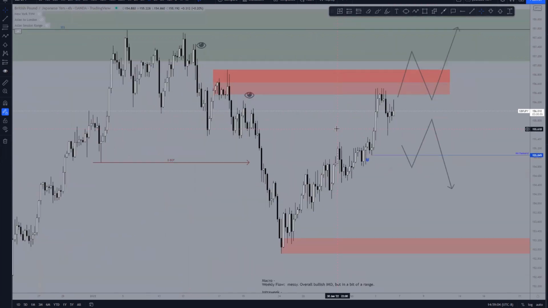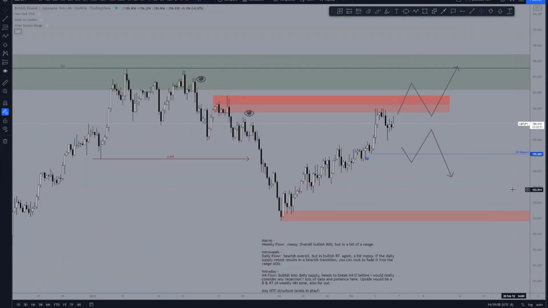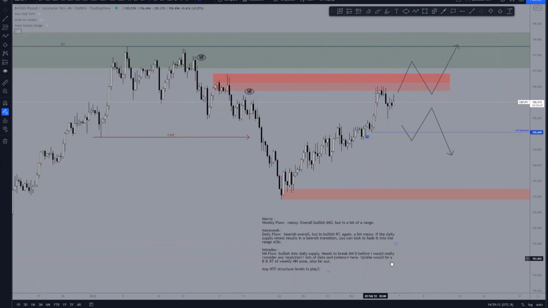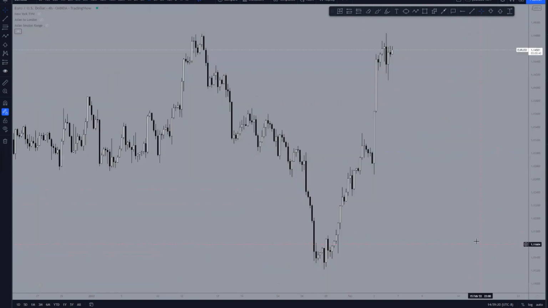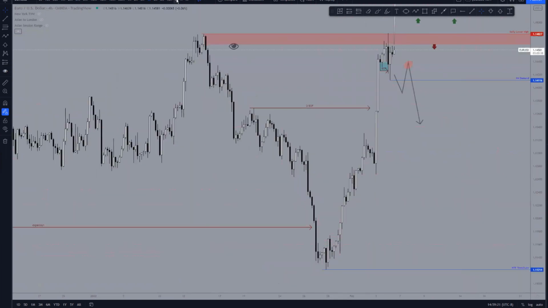So for me right now, much like you'll see on EURUSD, I'm just going to sit on my hands and wait. Need some more data, need some more time, let the market do its thing, read these notes right here. Like I said, it's a bit messy and I need a little bit more data, some break and retest before I try and hunt anything down this week. Euro, US dollar, a bit mixed as well.